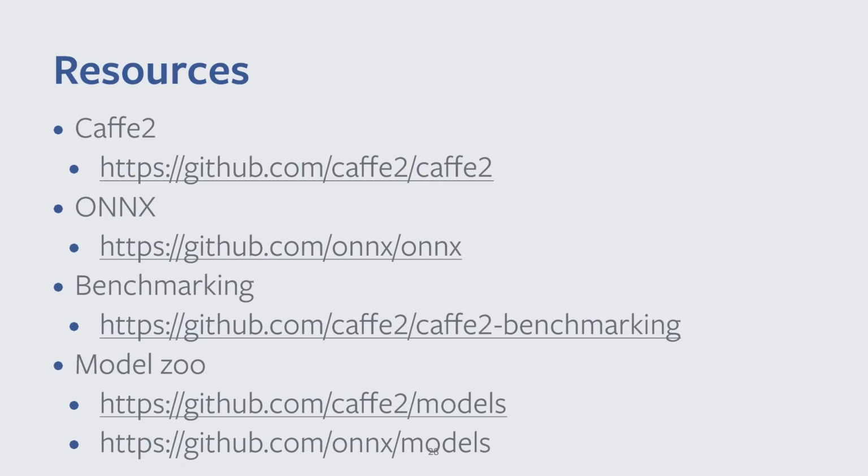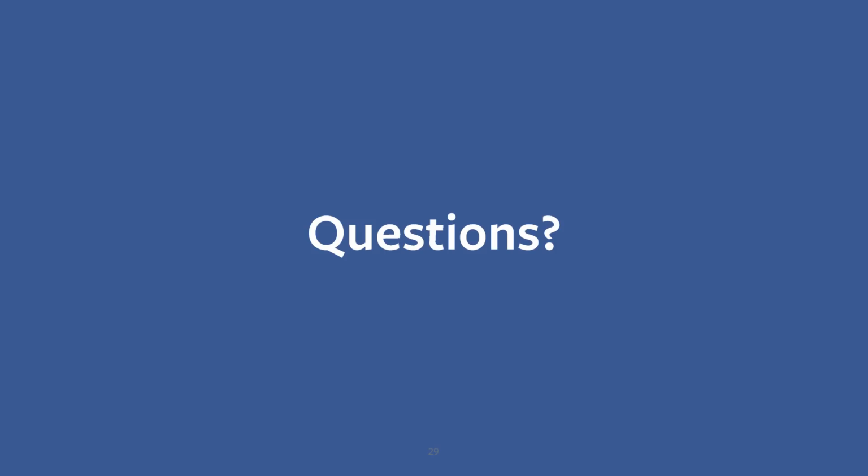Just to give some resources, everything is on GitHub. Caffe2 is on GitHub, Onyx is also on GitHub, and the benchmarking is also on GitHub. Currently it is under the Caffe2 repository. Maybe later on it will be moved out, so that it can be a real framework agnostic. And we have model zoos on GitHub as well. Maybe later on during the break, I can give a short demo about how we run it on some phones, and then you can get some first-hand experience of that. With that, I'm open for questions.